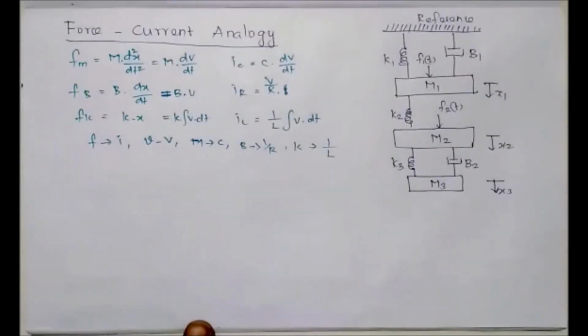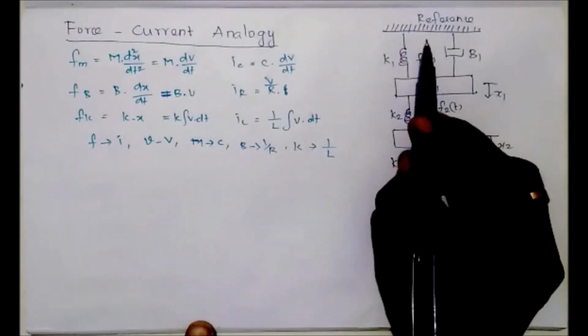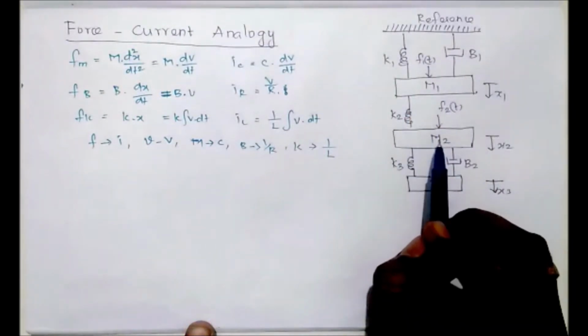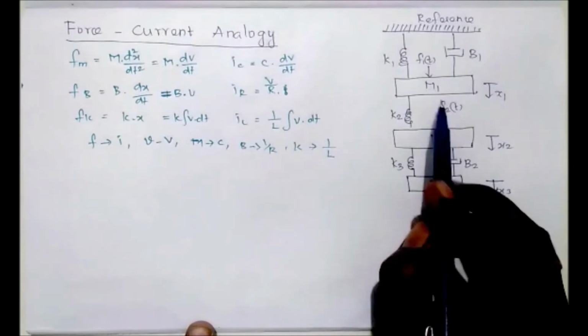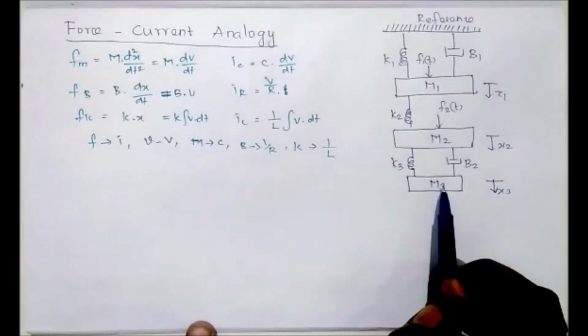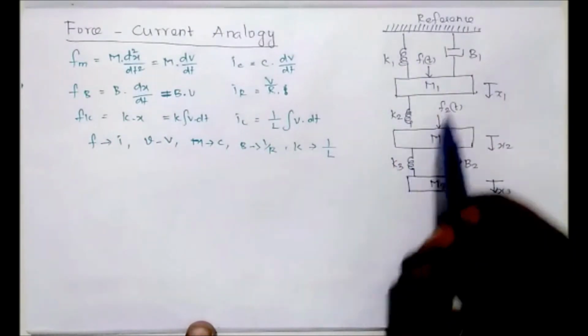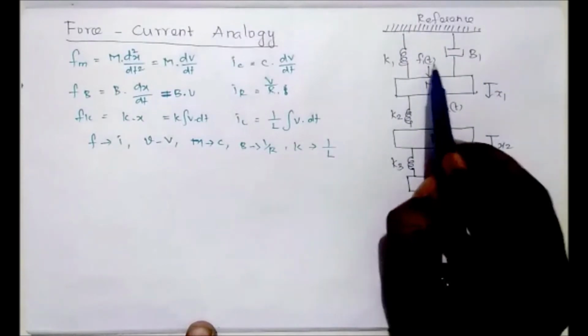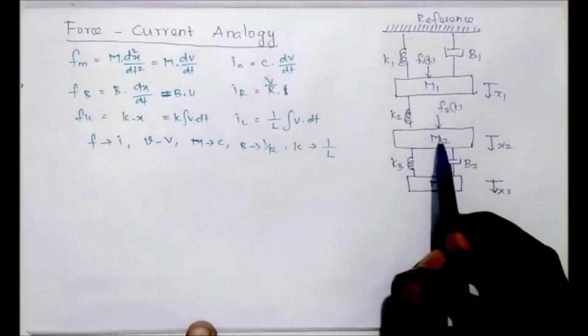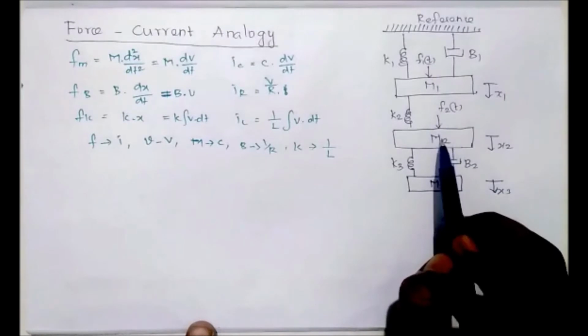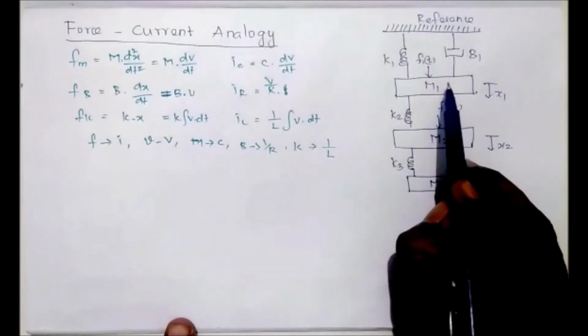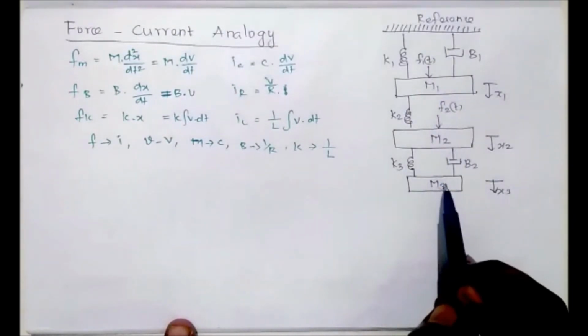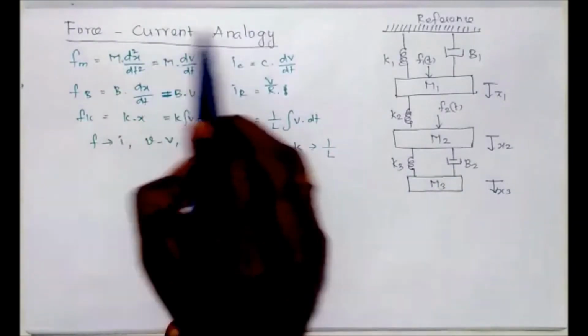In this video, we are going to see about force current analogy. So now we are going to consider this as a mechanical system which will be having three mass elements and three spring elements, two dashpots. So here this is applied force for mass 1, applied force for mass 2. We know we have to consider mass as a reference. So now this is force current analogy.